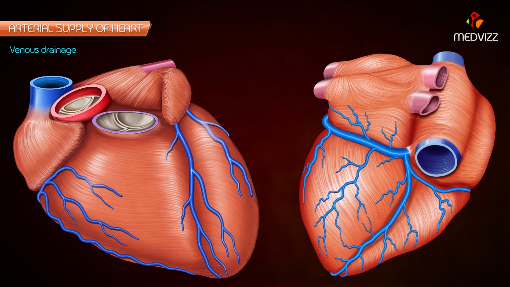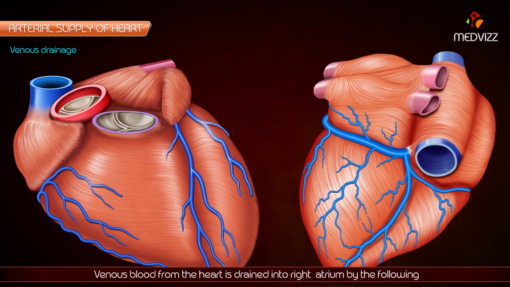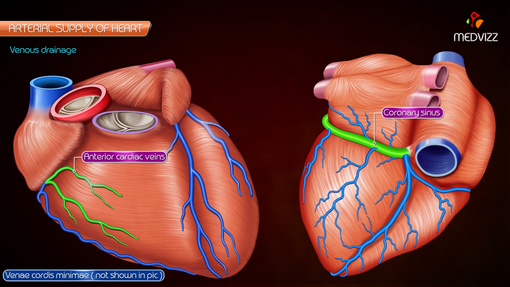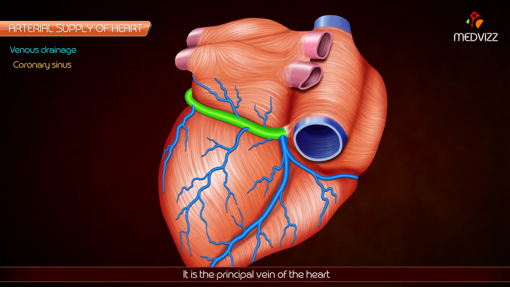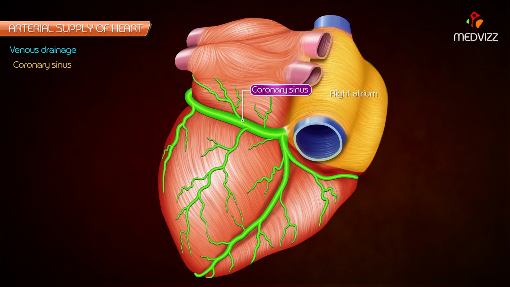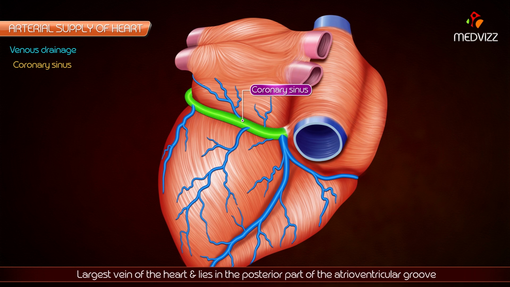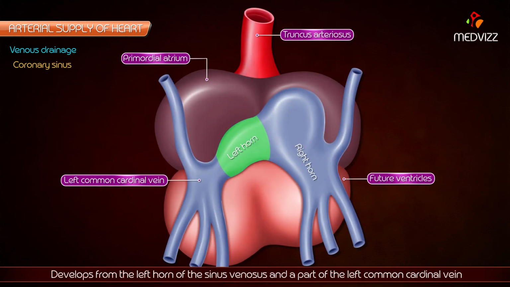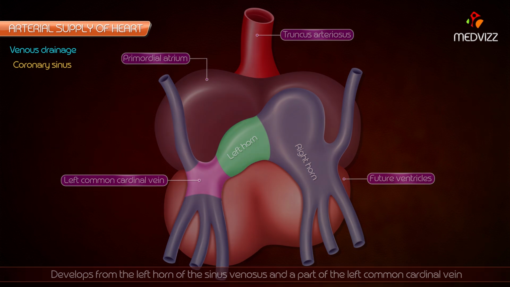Venous drainage of the heart. Venous blood from the heart is drained into right atrium by the following: coronary sinus, anterior cardiac veins, venae cordis minimi, also known as Thebesian veins. Coronary sinus. It is the principal vein of the heart. Most of the venous blood from the walls of the heart is drained into the right atrium through coronary sinus. The coronary sinus is the largest vein of the heart and lies in the posterior part of the atrioventricular groove. It develops from the left horn of the sinus venosus and a part of the left common cardinal vein.